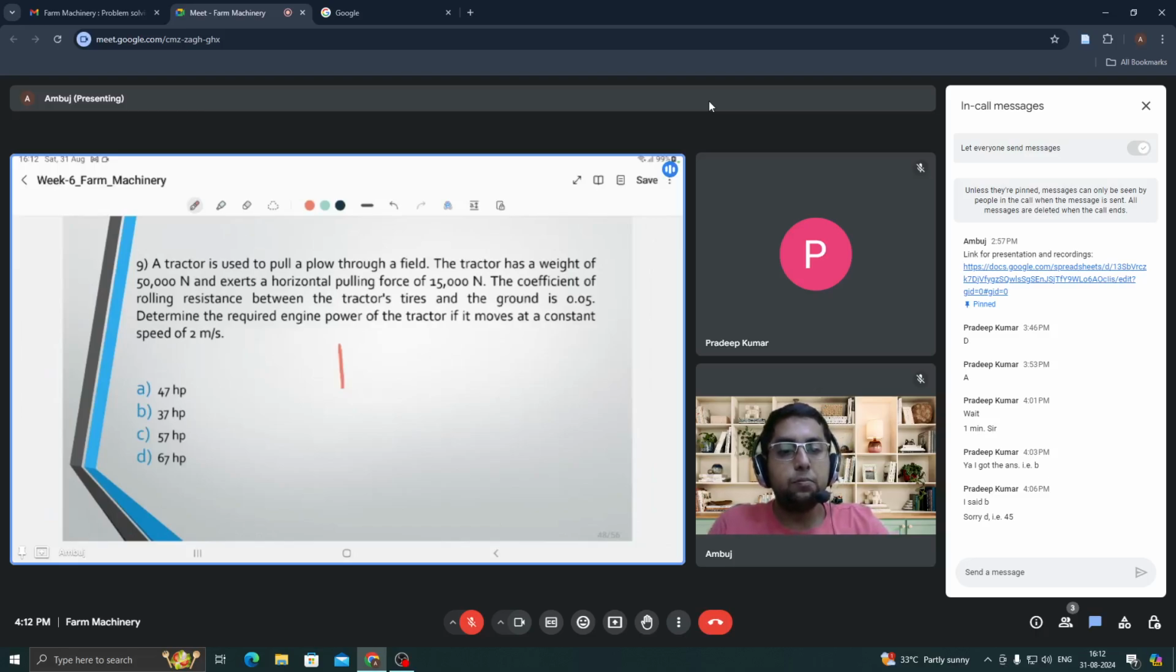Simple physics, you have to apply P equal to F into V, and net force you have to calculate. Then you have to multiply it with velocity.